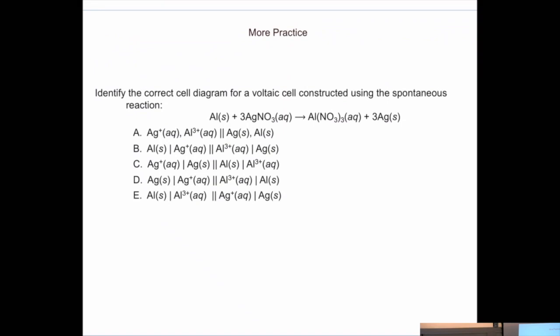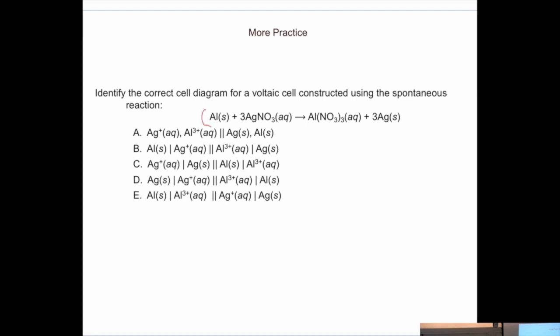Here's some more practice interpreting the shorthand. Now this one's a little trickier because you have to pay attention to what's solid, what's an ion, and it's aluminum and silver, so one's Ag and one's Al, and it's hard to see everything, right? But just look carefully. Which is the correct cell diagram for a cell constructed using a spontaneous reaction?